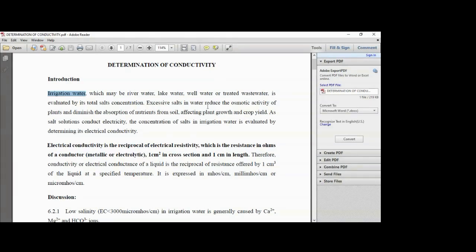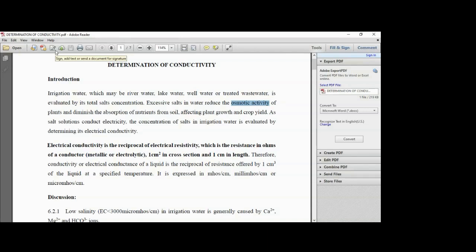So excessive salts in the water reduce the osmotic activity. So we were talking about the osmotic activity. And what is osmotic activity? Osmotic activity is the absorption of nutrients, or the transfer of nutrients within the entire plant, right? So if there is a nutrient that is getting absorbed from the soil, that nutrient will reach every part of that particular plant because of the osmotic activity. So we also have osmotic pressure, right? It is related to that particular terminology only, right?